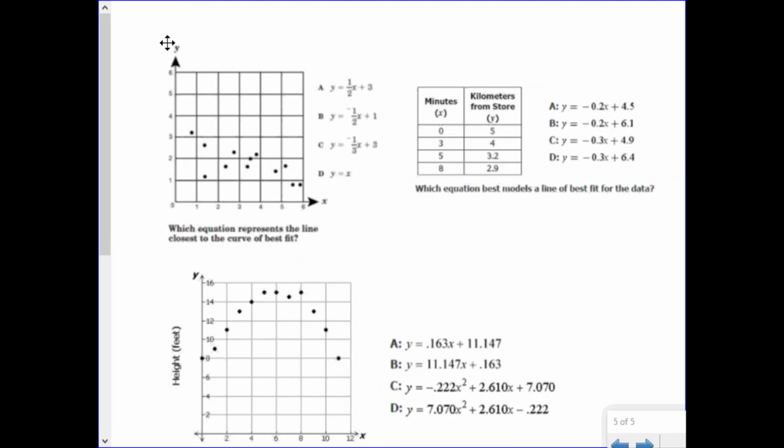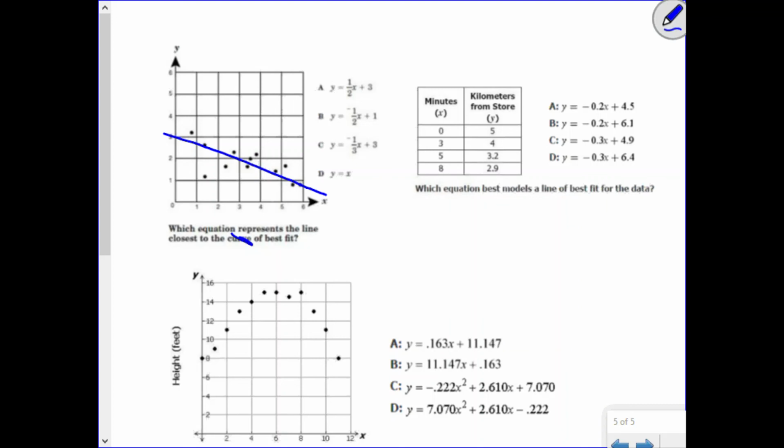Alright, on this next question, the wording is kind of weird. Which equation represents the line closest to the curve? Investment, I don't know why they said that. It's clearly not going to be a curve, it's going to be a line investment. So we're trying to figure out which one of these equations would best match these points. We imagine a line going through the middle of them. It's an approximation of each one of these points, and we're trying to figure out which equation would match that.